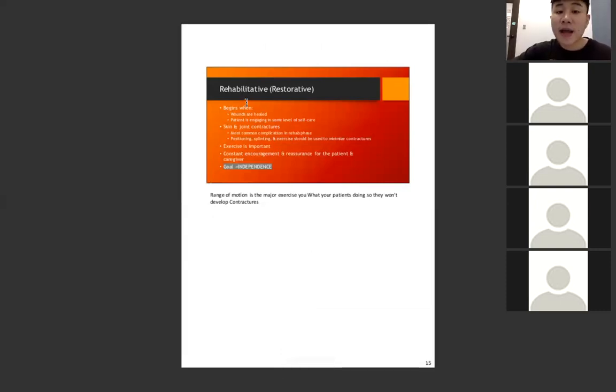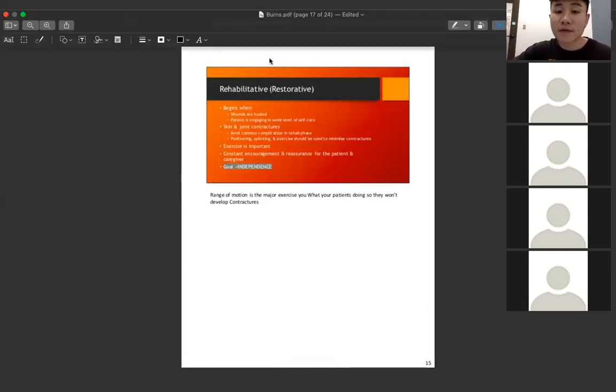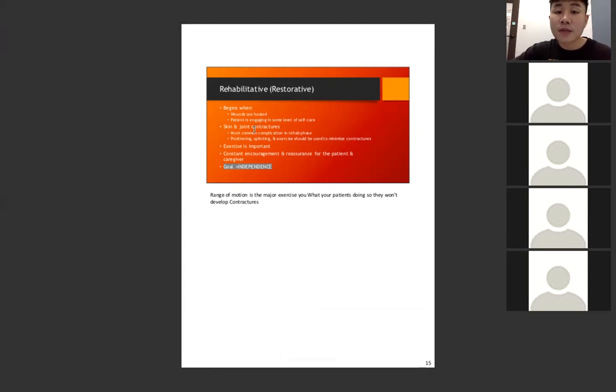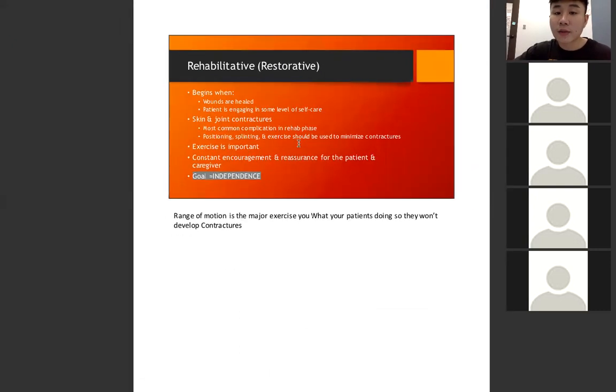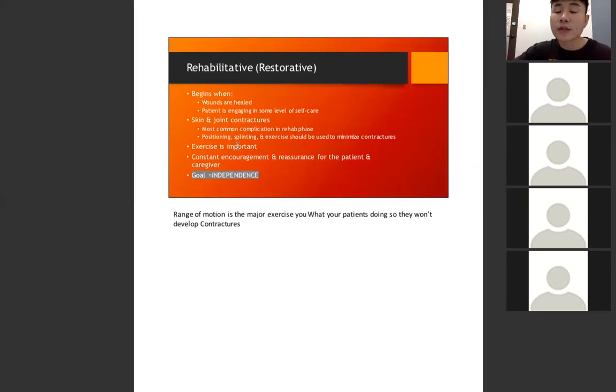The last phase is the rehabilitative, restorative phase. This begins when the wounds are healed and the patient is engaging in some level of self-care. Skin and joint contractures are the most common complication in the rehab phase. So we need to really consider positioning, splinting, and exercising to minimize contractures.